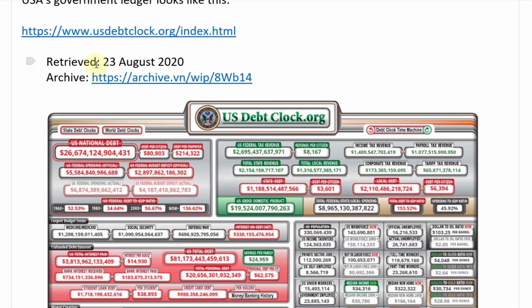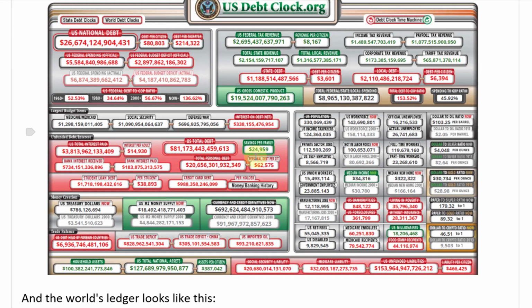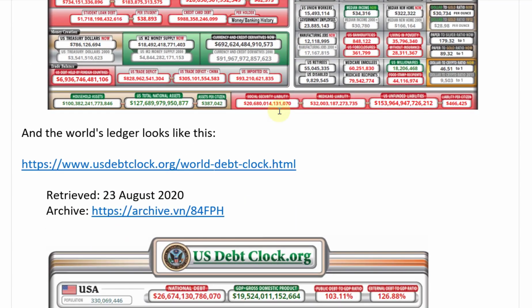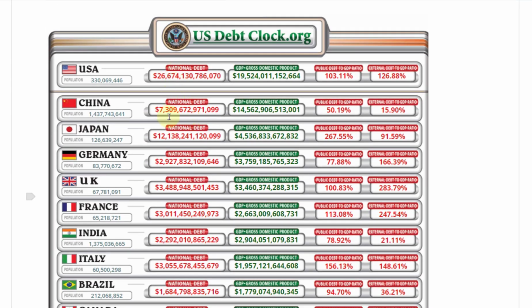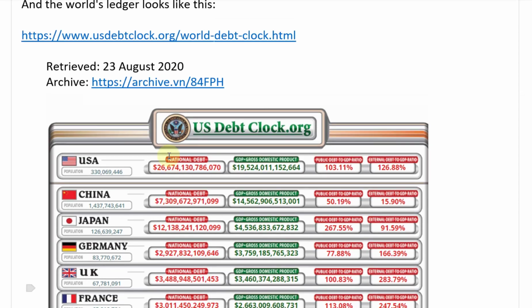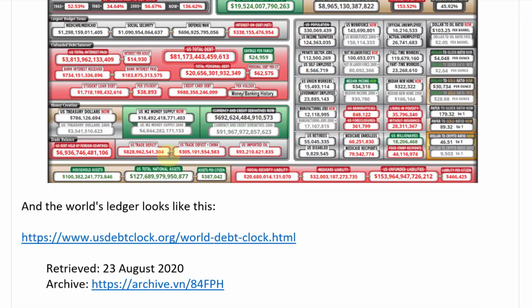So the USA's government ledger looks something like this. This is retrieved October 23rd. There's about $26 trillion in debt. So that's what their ledger looks like, just debt everywhere. And the world's ledger looks something like this. So here's USA, China, and so on. You've got 26 trillion debt, China's 7 trillion debt, this one's 12 trillion debt, etc. And this is all just printed. It's all just printed money.